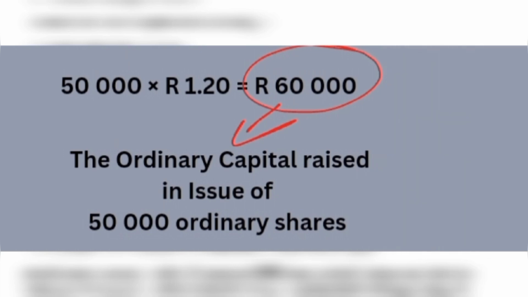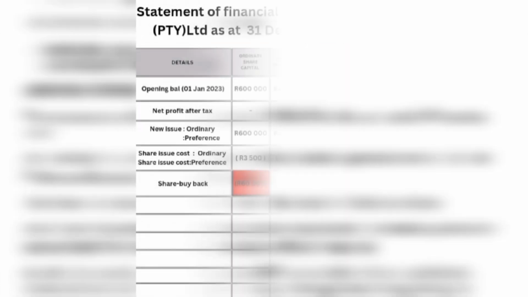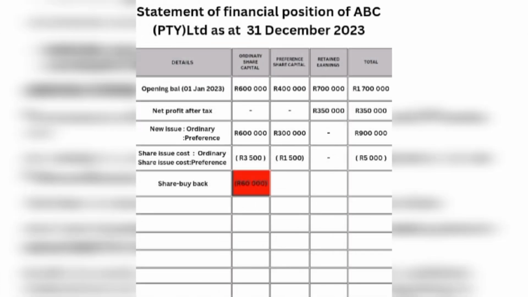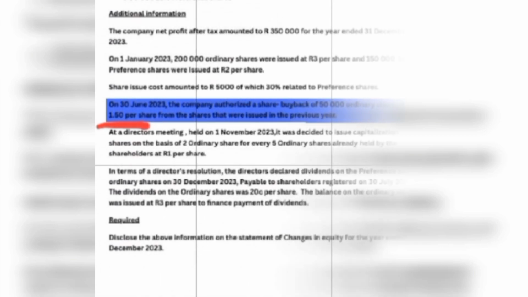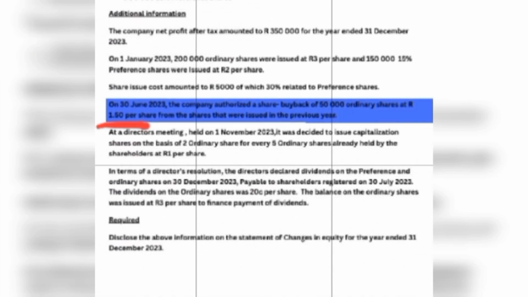All right, so now we need to deduct this amount from our ordinary share capital because we are now buying back our shares, meaning 50,000 ordinary shares is no longer issued. So we need to remove it from our total issued shares. Let us continue. The buyback price is 150.